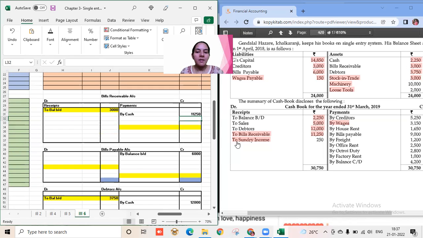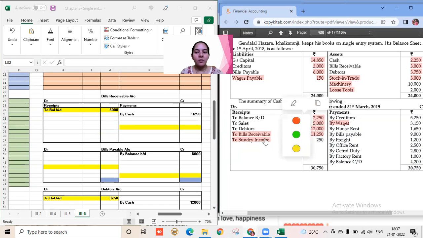Okay. Next is two sundry income. That means we have received some sundry income in cash. So cash account debit, two sundry income. Now where do we put the sundry income? Is it part of the balance sheet or the trading or profit and loss account? Sundry income is part of what? Profit and loss credit. Credit side.